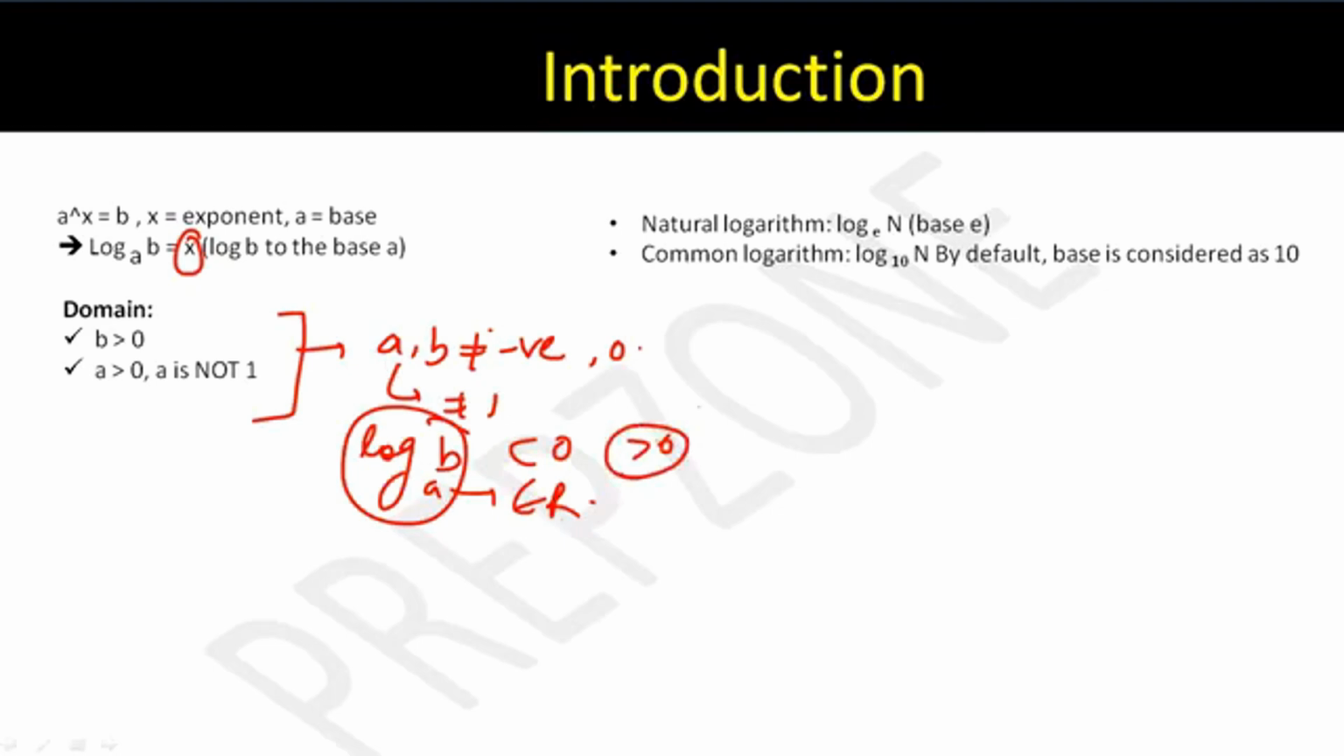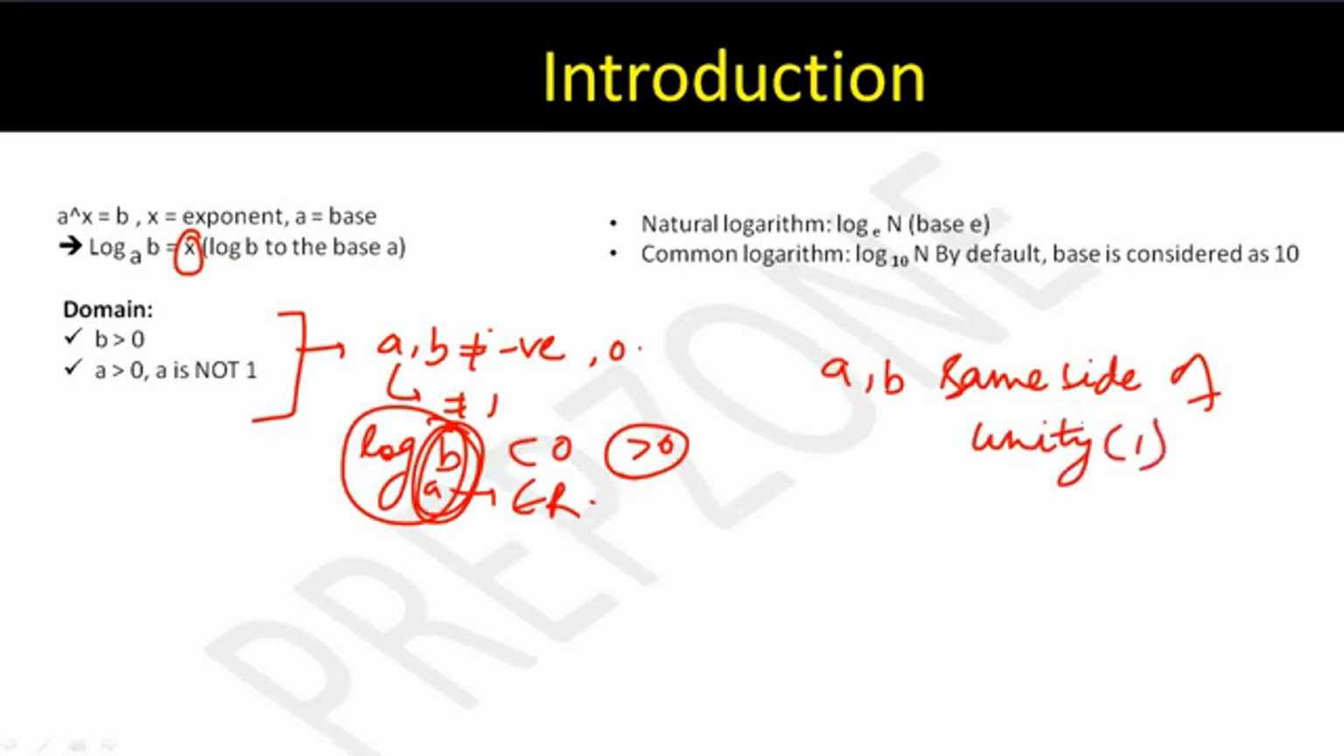So how can we very quickly say whether this log is negative or positive? There is a trick to this. And what is the trick, guys? Always note the sign of A and B. If A and B are on the same side of unity, meaning 1, what does that mean? Same side means either both A and B are greater than 1, so on the real line they are both on the same side of unity, or both are less than 1 and, of course, greater than 0.